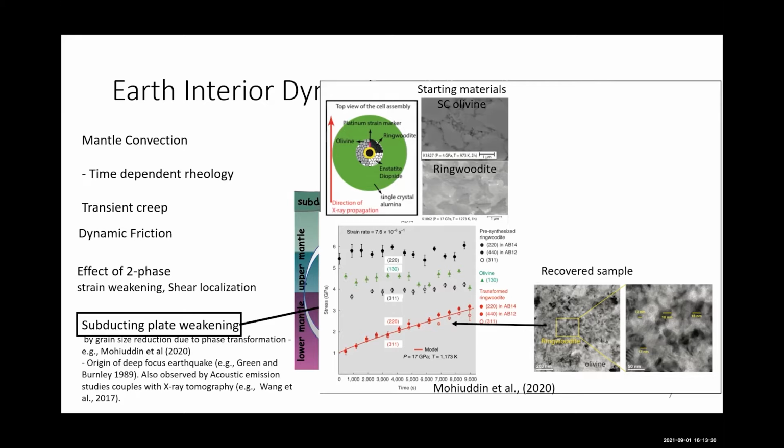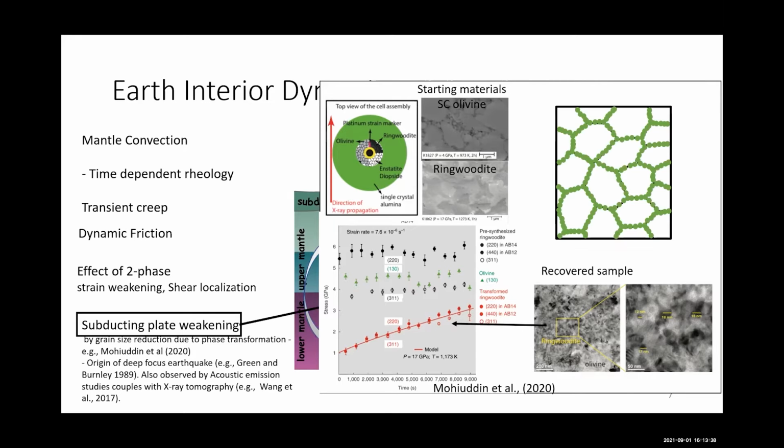Those experiments were carried out at low enough temperature that the phase transformation would be sluggish, and we could actually observe phase transformation during deformation. During phase transformation in the San Carlos olivine, fine-grain olivine would preferentially transform and form this kind of microstructure, with large grains of olivine and finer grains of a high-pressure polymorph, like in this case ringwoodite.